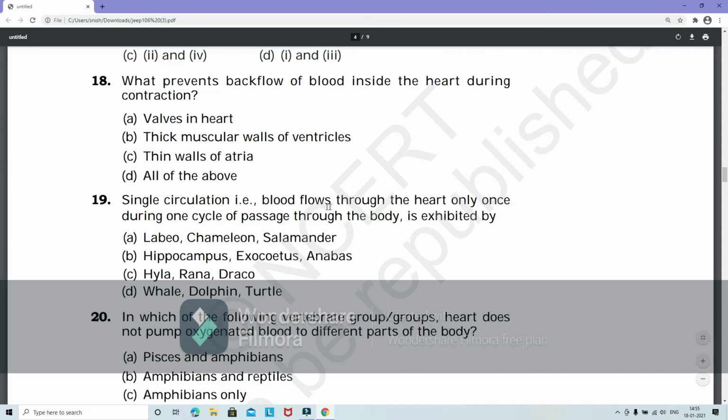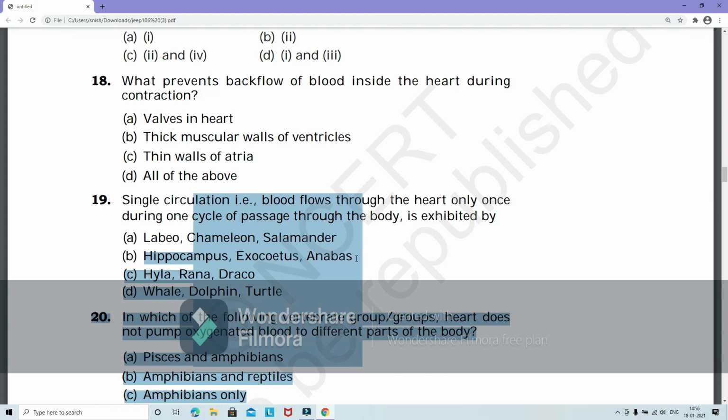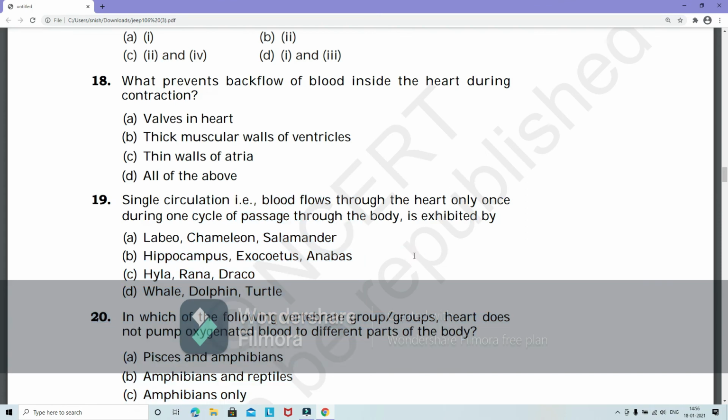Single circulation: blood flows through the heart only once during one cycle of passage. So we should find where the single circulation takes place. In the case of any kind of reptile, amphibian or mammal, there will be double circulation. So because of that it will be the second option. Here Hippocampus, Exocoetus and Anubis, you'll find that there is single circulation. There is no double circulation over here. So it's option B.